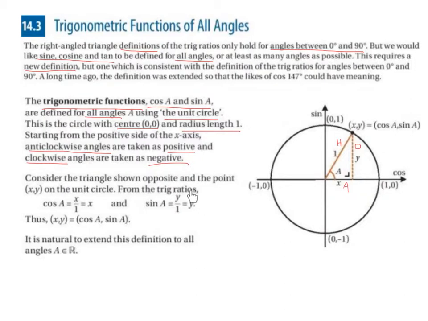From the trig ratios, we have cos of A equals x over 1, which is equal to x. So remember, cos of A is equal to A over h, the adjacent over the hypotenuse. The adjacent is going to be x, so we have x as the numerator, and the hypotenuse is 1. So we have 1 as the denominator, and x over 1 is x. So cos of A is equal to x.